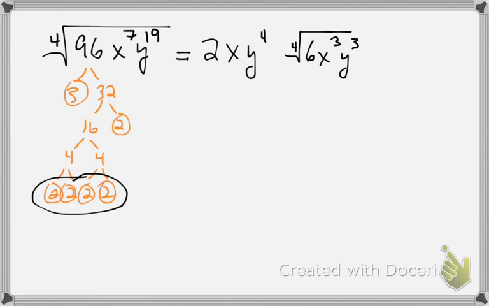So we are good. No factors of fourth powers are left under that fourth root. Right? 6 is 2 to the first, 3 to the first. X cubed, y cubed. None of those have any fourth powers left over.